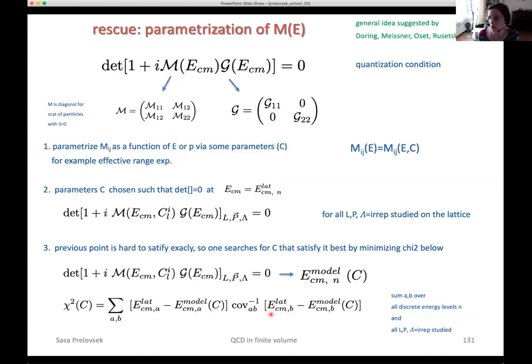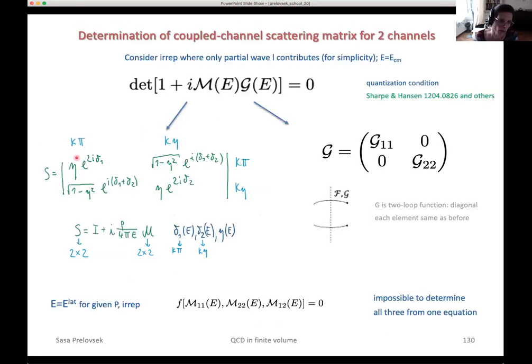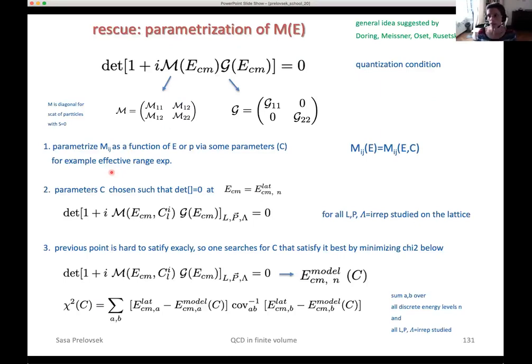Okay, so again, the same rescue as I described before. The general idea is the same. The general idea is you parameterize these matrix elements of the scattering matrix as a function of energy and some parameters. So every one of those three is parameterized in terms of energy and some unknown parameters. If you wish, this is similar to, going one slide back, maybe you could parameterize also eta and these two phase shifts as a function of a few parameters, the same thing. You need to use some smart parameterization. And then basically determine the values of parameters similar to what I described before.